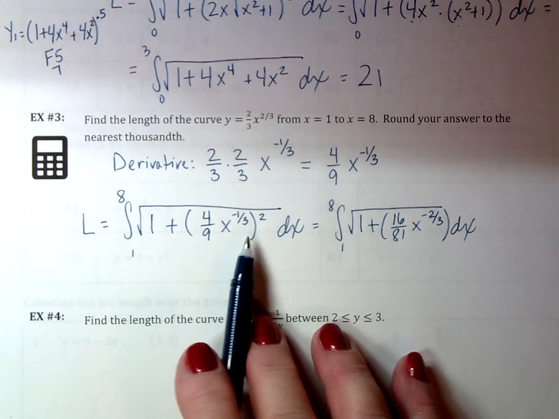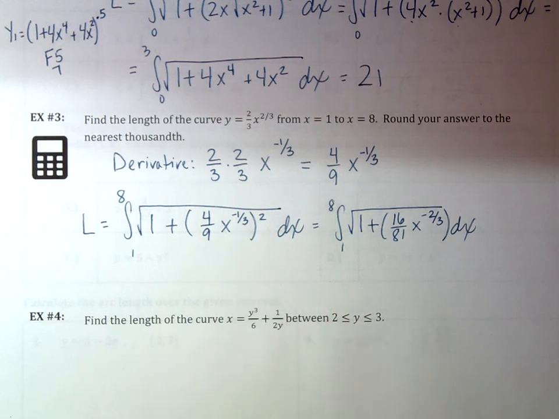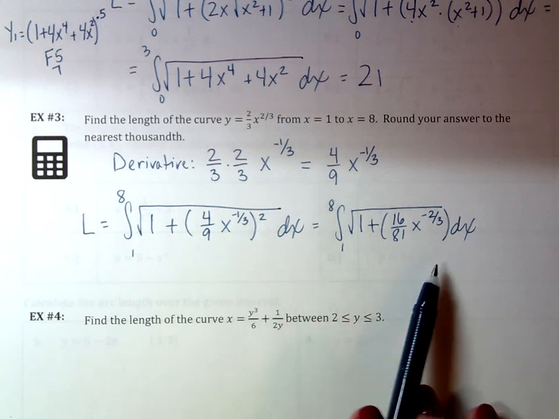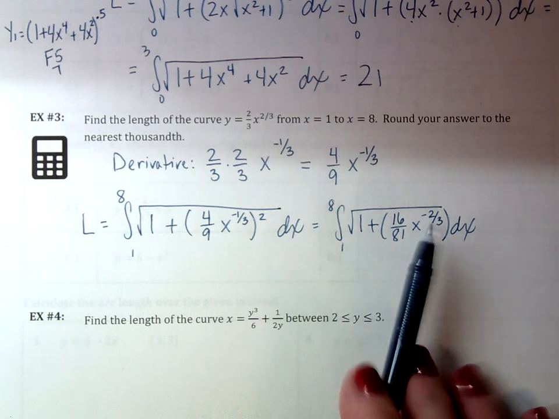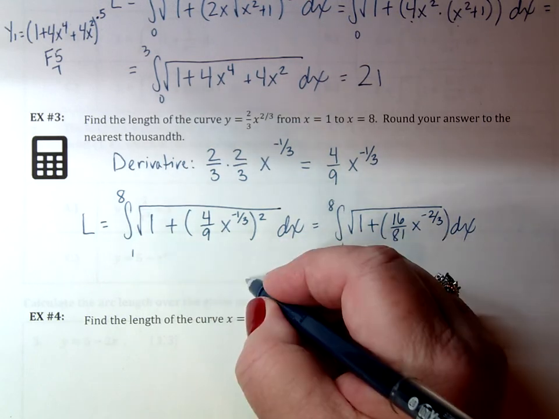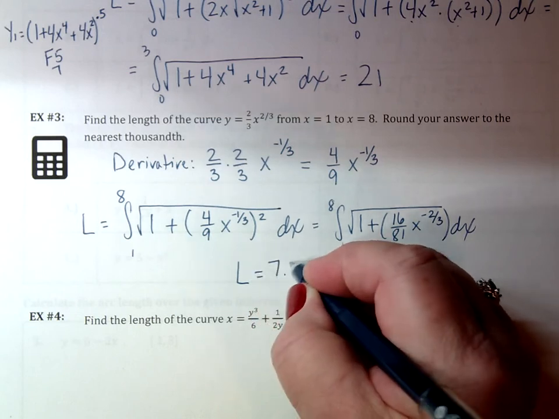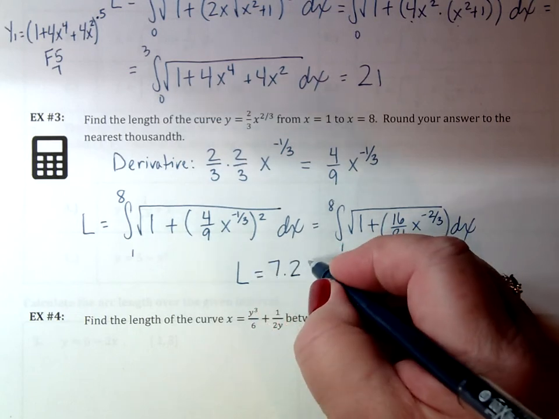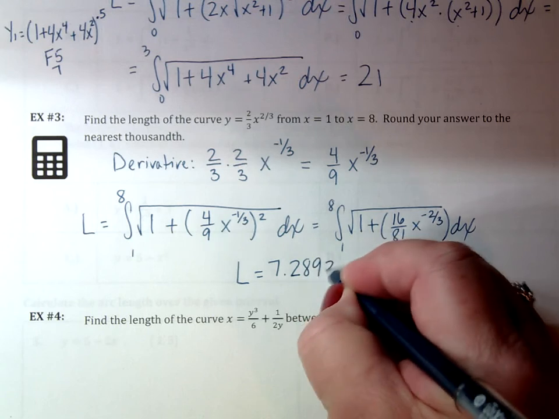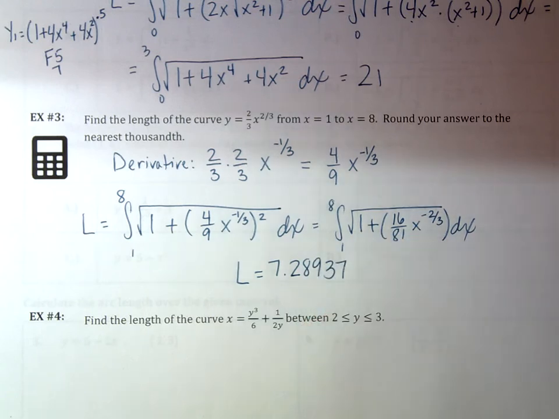So you can see why I left it this way, because it doesn't actually get rid of the root like the other two did. All right, this is what you put in your calc. Take a minute, see what you get. Let's see if we match. 7.28937, or something in that neighborhood. Here you go. Example 3.